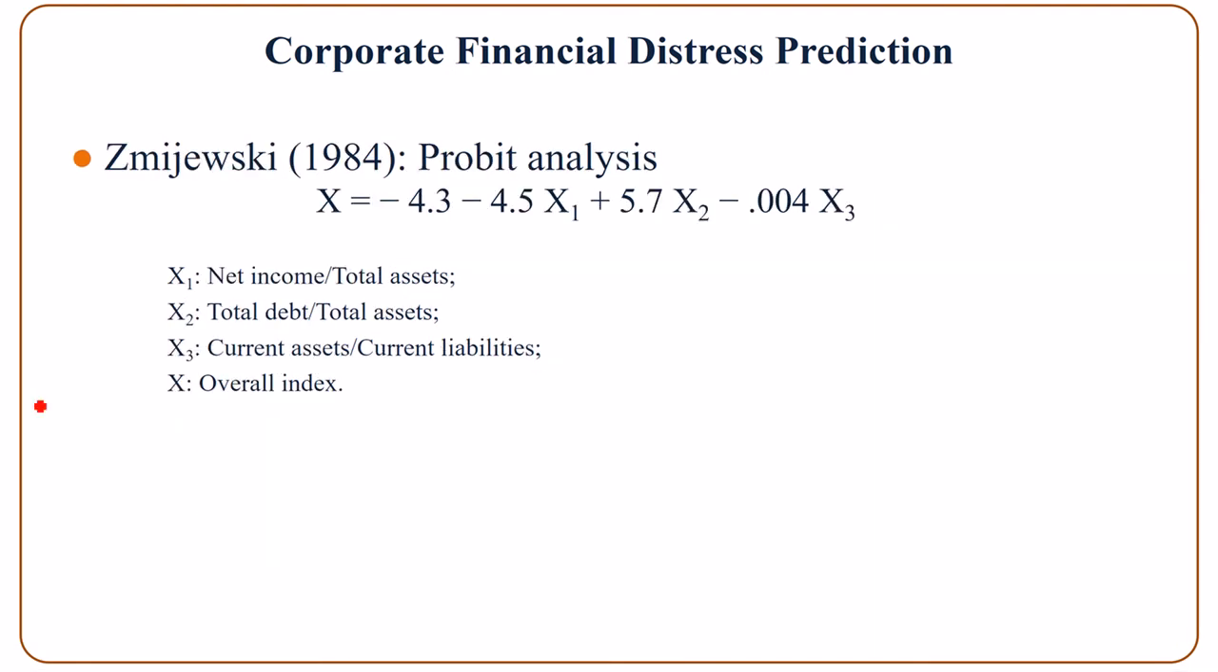In another work by Zmijewski in 1984, using Probit analysis, which is a type of regression used to analyze binomial response variables, he uses three predictors: the net income to total assets ratio, the total debt to total assets ratio, and the current assets to current liabilities ratio. And X here is the overall index.